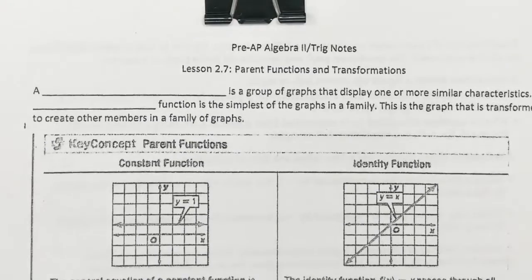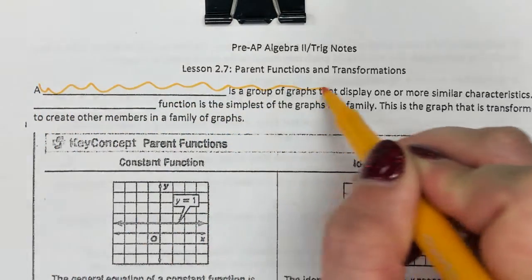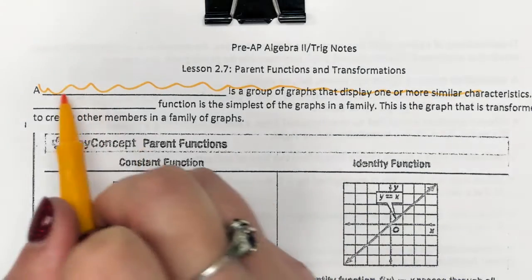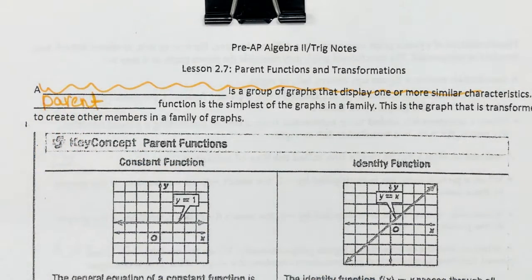Alright, so look at those definitions up there. We're going to get rid of that first one because I don't really worry about that one right now. The one I want you to worry about is the second one, and it's a parent function. It is the simplest form. Remember those 5 parent graphs that we looked at before? Alright, here we go. Parent function.